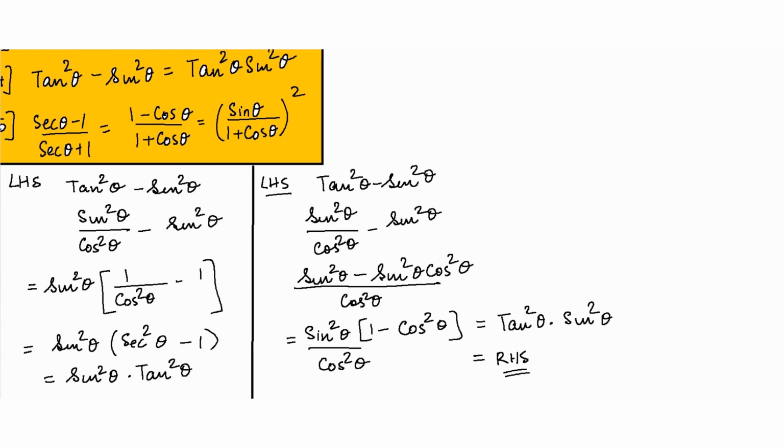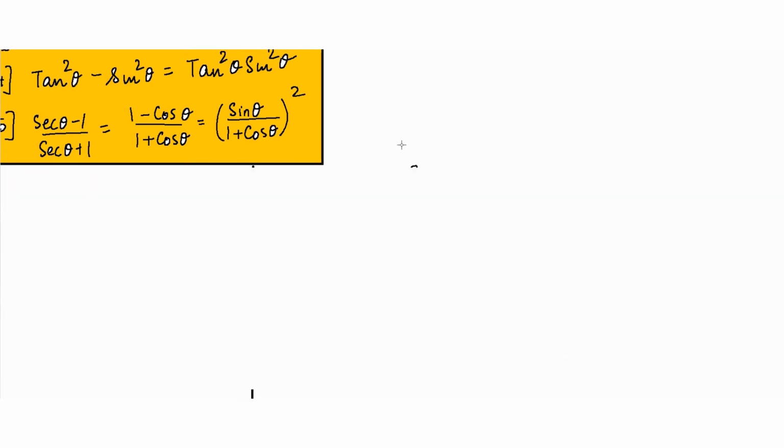Okay, let us now continue with the next question. In the next question, we have three terms that have to be proved to be equal. Let's first look at sec theta minus 1 upon sec theta plus 1 equal to 1 minus cos by 1 plus cos. So I have to now prove that sec theta minus 1 divided by sec theta plus 1 is equal to 1 minus cos theta upon 1 plus cos theta.